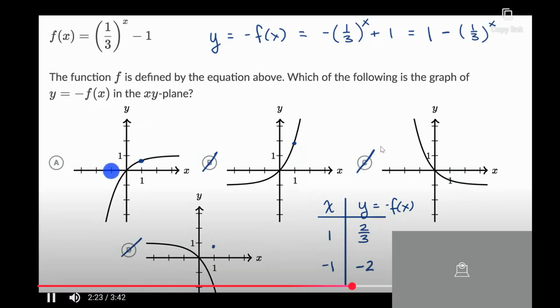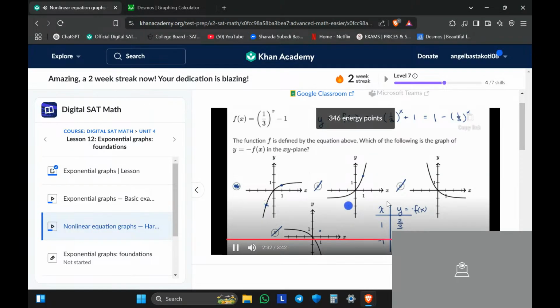But let's just confirm. Negative 1, negative 2. Negative 1 looks like the point. Negative 2 is there as well. So I'm feeling very good about A. And you could even check the others, the graph doesn't go through there.